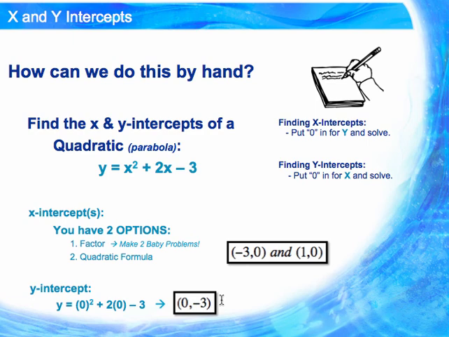So now let's review real quick again. You have two options to find x-intercepts with quadratics. Use factoring as one option with two baby problems, or use the quadratic formula, substituting the letters in with parentheses around them into your calculator to find the x values.